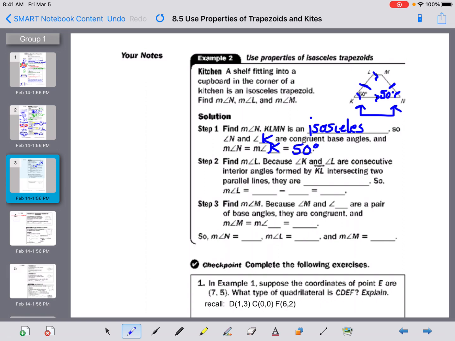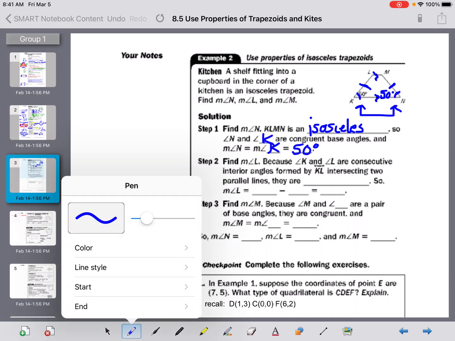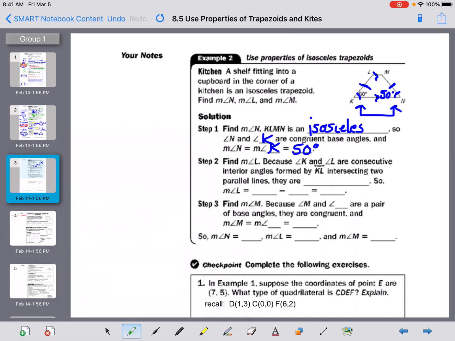Now they also want us to find L and M. Remember, parallel lines: as soon as we have parallel lines, the two angles inside together are supplementary, consecutive interior angles. So we know that those are going to add up to 180. To find angle L, we take 180 minus the 50 we already know, and we find out that angle L up there is 130 degrees.